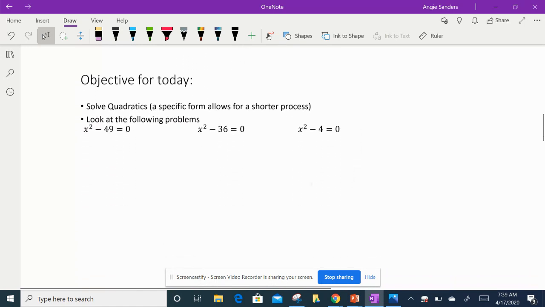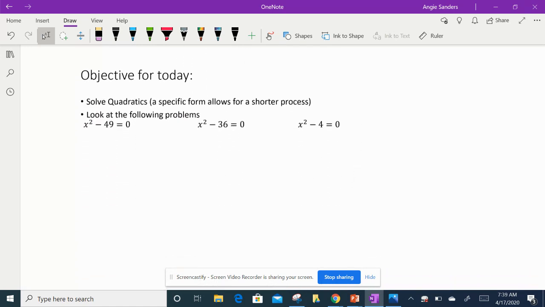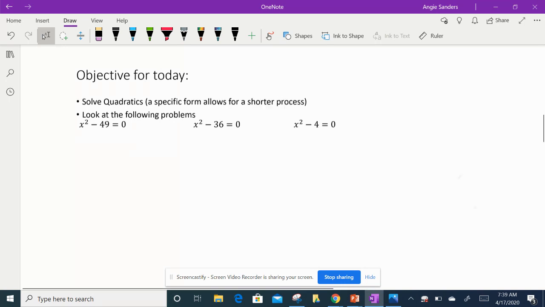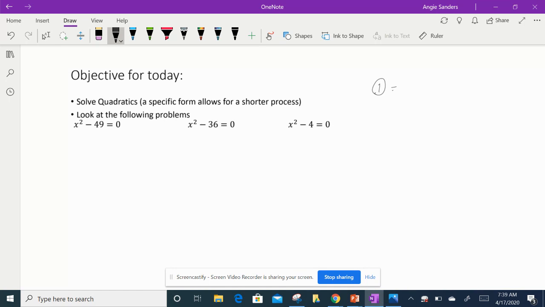So our objective for today is to look at our second method of solving, and we're going to solve quadratics again, but we're going to look at some problems that allow for a different process. Look at the three problems below and tell me what you notice about each of those problems. One thing I noticed is they all equal 0. That's a great start for the zero product property.